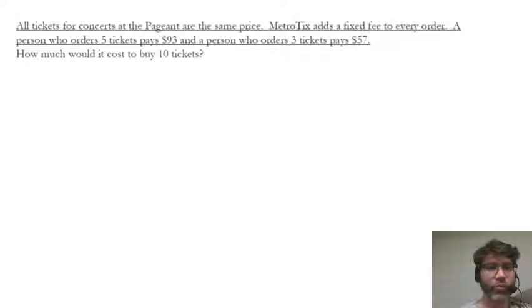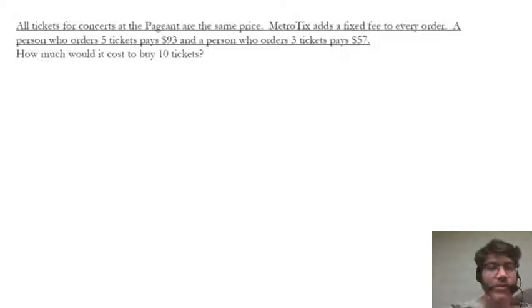A person who orders 5 tickets pays $93, and a person who orders 3 tickets pays $57. How much would it cost to buy 10 tickets? So let's assume that all these people are buying the same kind of tickets to the same kind of show, and that all the tickets are going to cost the same. And let's assume that the fixed fee that Metro Tickets charges is the same for everybody. Okay, so whether I buy 10 tickets or 1,000 tickets, it's still the same fixed fee.